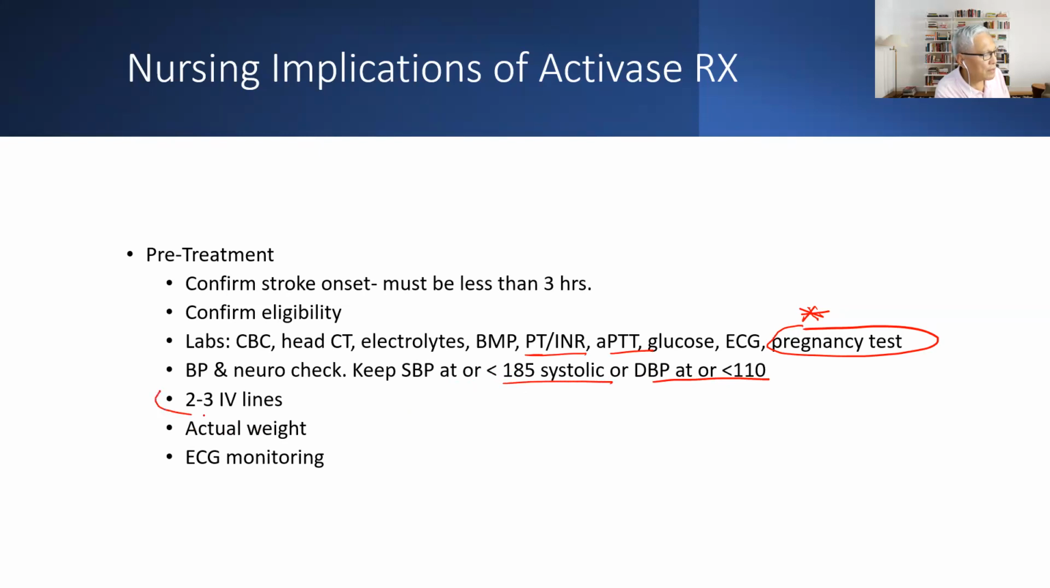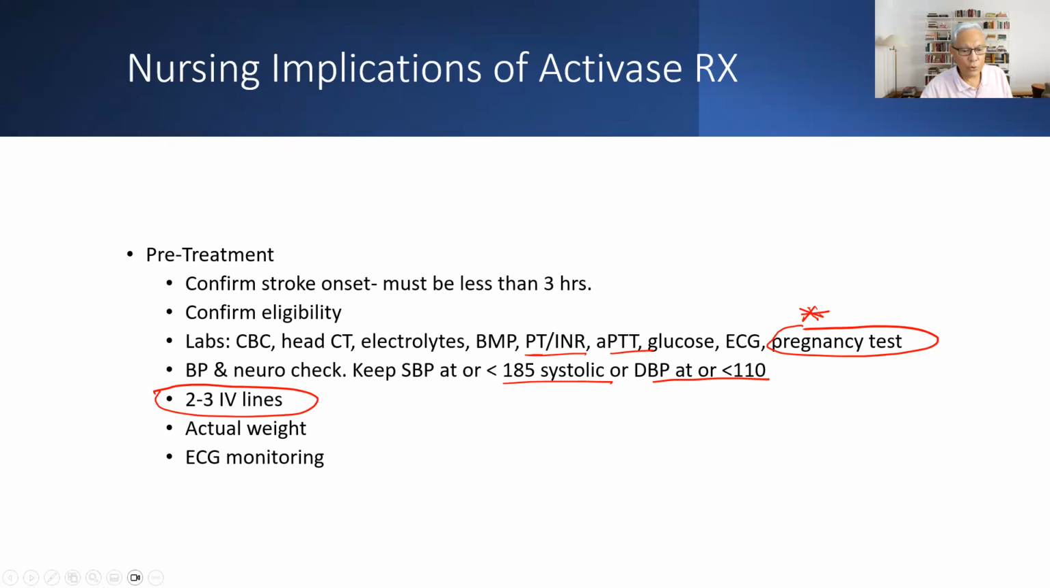We usually give them 2 to 3 IV lines. And this is so that we have enough access, because after we start fibrinolytic therapy, we can no longer do invasive procedures. In other words, we cannot insert a catheter, we cannot insert an IV, we cannot give intramuscular injections because of the danger of bleeding. And then, of course, because the dose of the drug is going to be based on weight, we're going to actually weigh the patient and make sure that we do ECG monitoring.